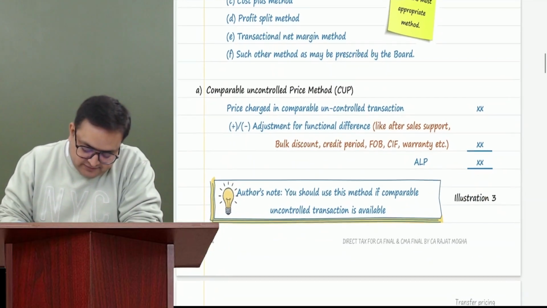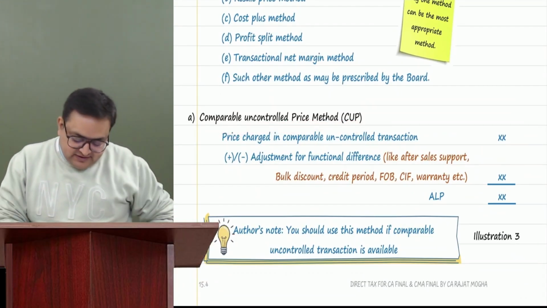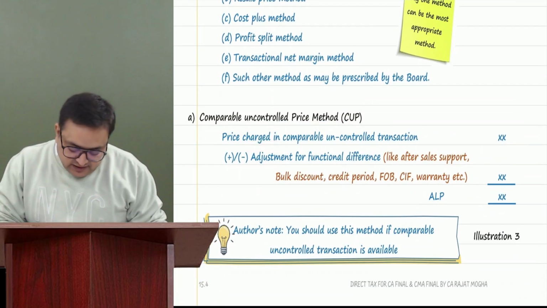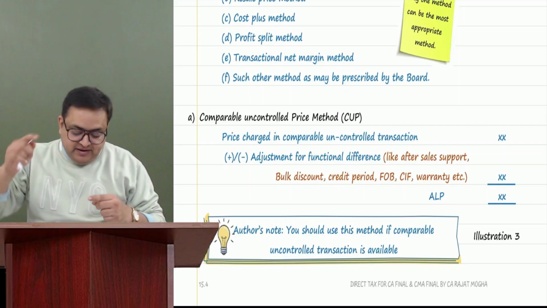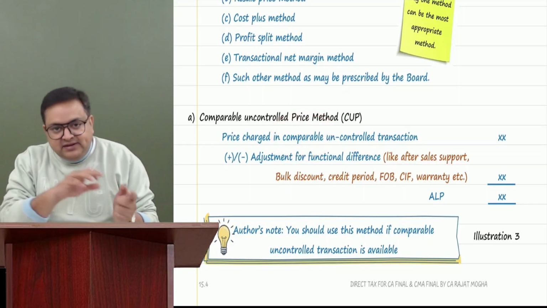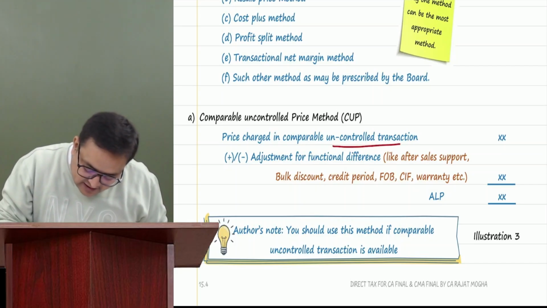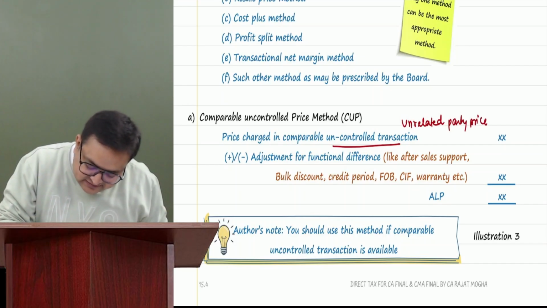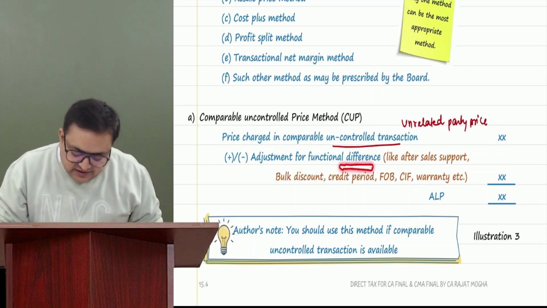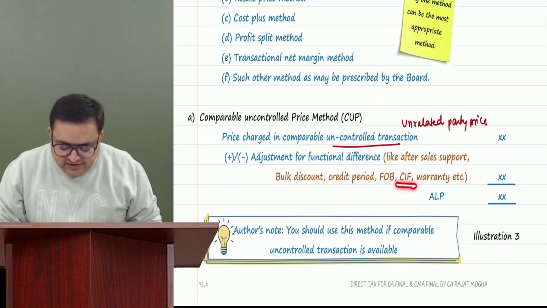So it is written over here. Comparable uncontrolled price method. What is it saying? It is the price charged in a comparable uncontrolled transaction. Just compare the same transaction, but it should be with an unrelated party. So you will start with the unrelated party's price, okay, and then adjust this price for the functional differences, like after-sale support, bulk discount, credit period, FOB, CIF. What is FOB, CIF?